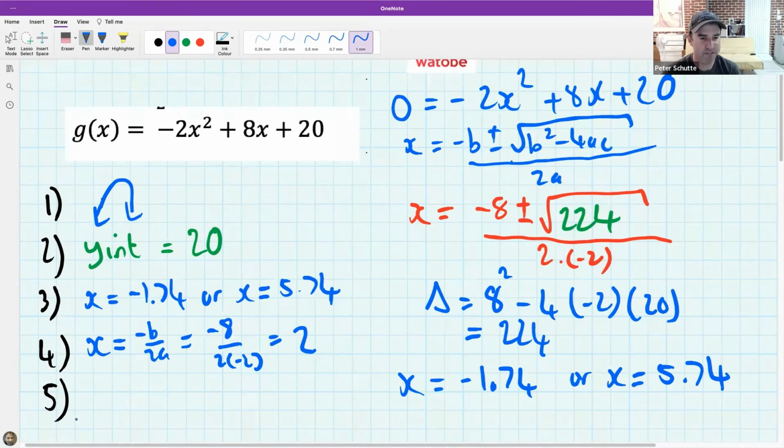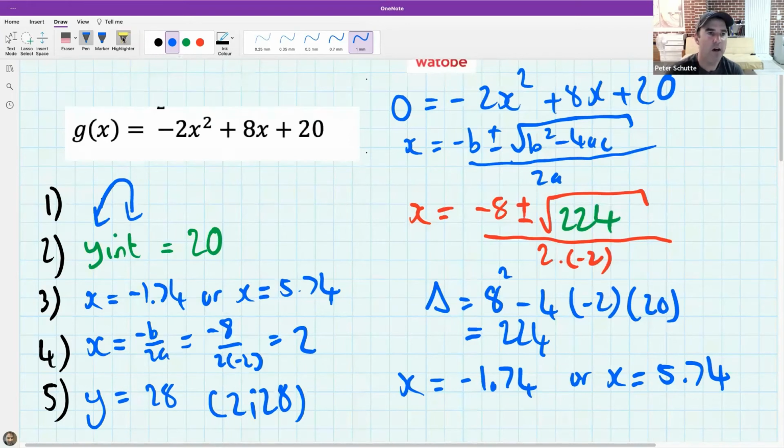And how do I get my full turning point? It's not wrong to leave it in surd form, but I often leave my x-intercepts rounded to 2 decimal places. Okay. So guys, if you sub it in correctly, you're going to get 28 as the answer. And so your turning point should be (2; 28).